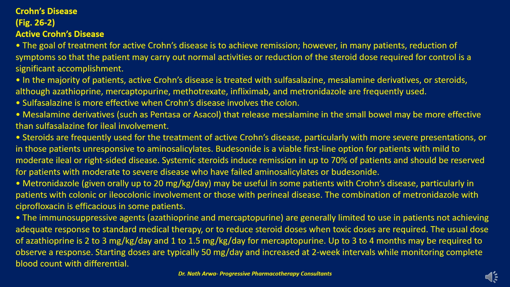7. The immunosuppressive agents, azathioprine and mercaptopurine, are generally limited to use in patients not achieving adequate response to standard medical therapy, or to reduce steroid doses when toxic doses are required. The usual dose of azathioprine is 2 to 3 mg per kilogram per day and 1 to 1.5 mg per kilogram per day for mercaptopurine. Up to 3 to 4 months may be required to observe a response. Starting doses are typically 50 mg per day and increased at 2-week intervals while monitoring complete blood count with differential.